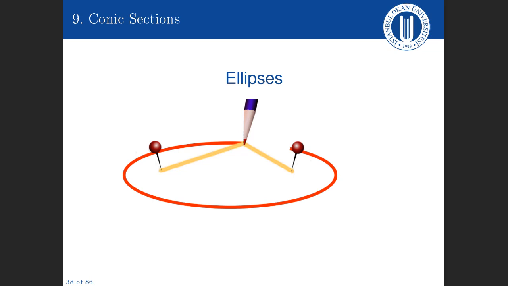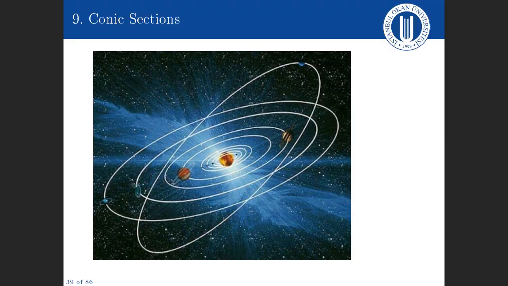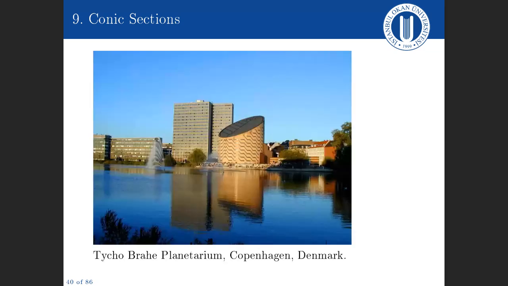Next, let's talk about ellipses. We can draw an ellipse by taking a bit of string, fixing its two ends to a bit of paper, and then drawing around using a pencil. Where do we see ellipses? The orbits of planets in our solar system, for example, are ellipses, or we often see them in architecture, for example, this building in Denmark.